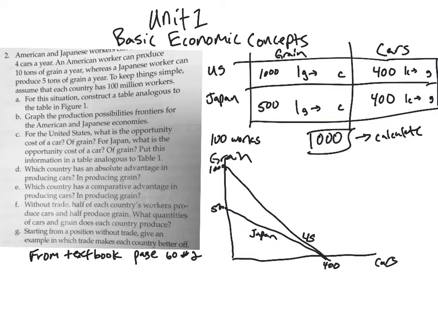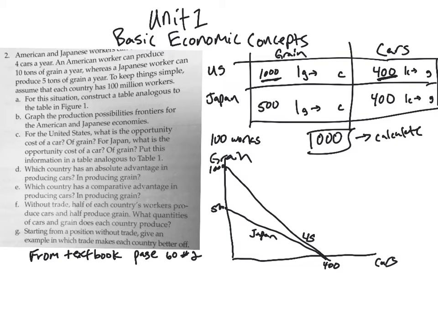If I were to produce one grain of these, how many of these can I not produce? Do you think it's more or less than one? If I produce one of these, am I going to have to give up more or less than one car? So think about that for just a moment. In calculating these, the other number goes over. Right, the other number goes over.